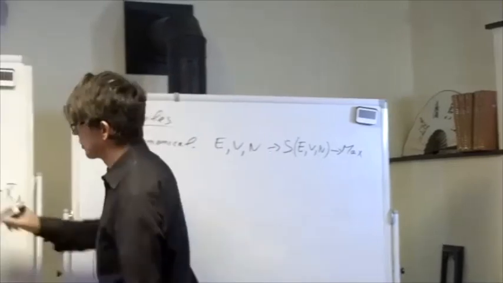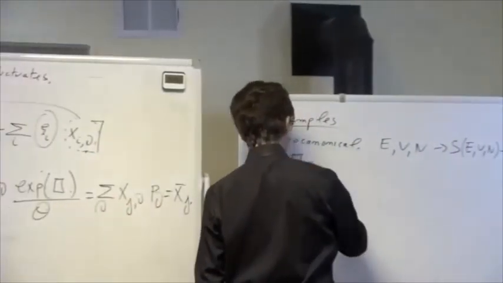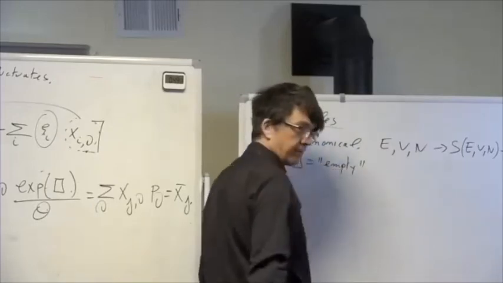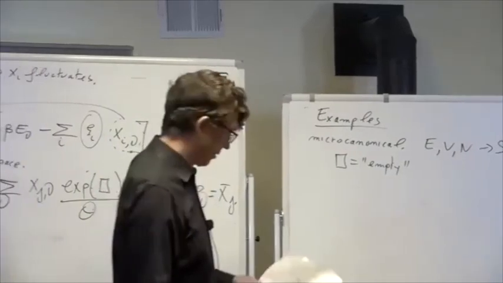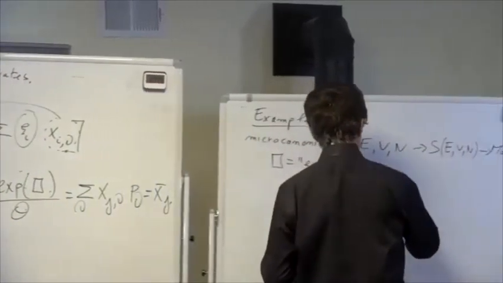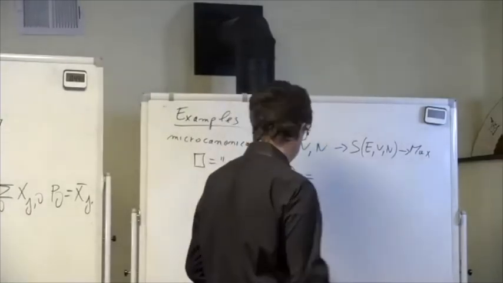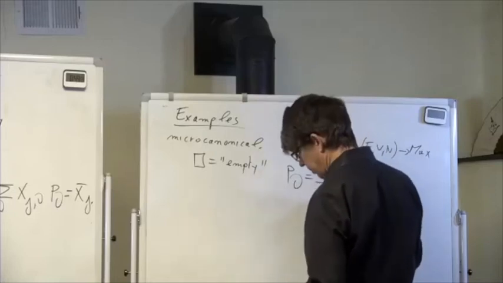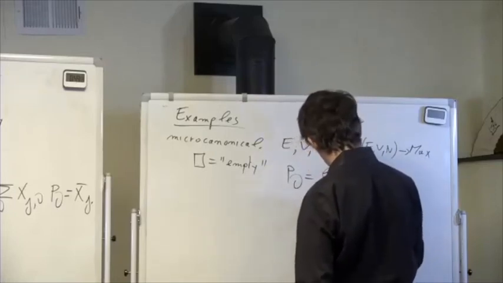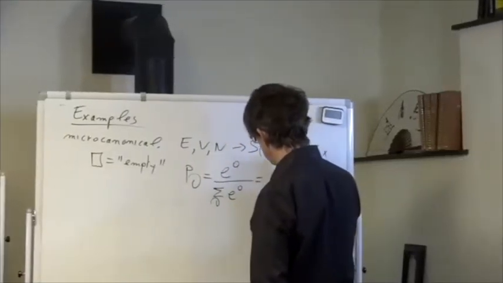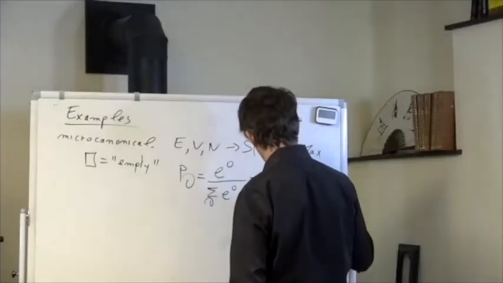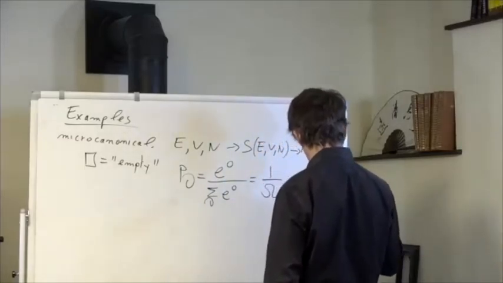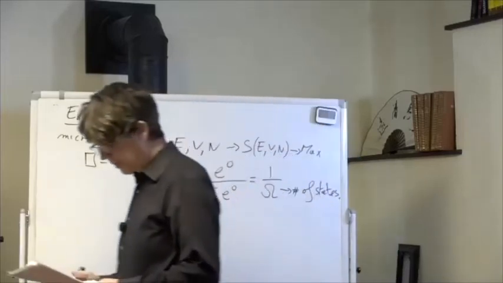So what is the box? The box that goes in the Hamiltonian. The box is empty, so it's zero. So what's the probability? The probability is e to the nothing, e to the zero, divided by the partition function, which is the sum over states of e to the zero, and e to the zero is one. So that's one over omega, where omega is the number of states. See, my trickery works.